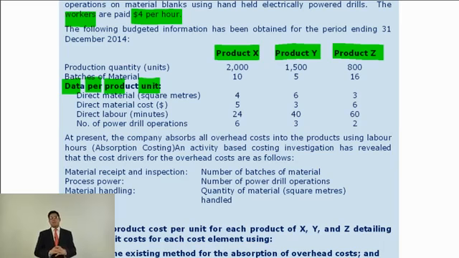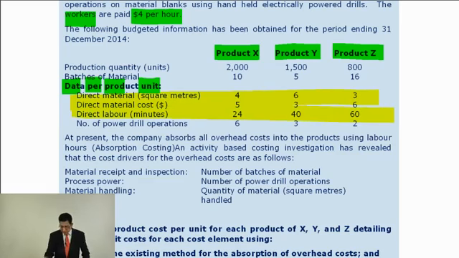At present, the company absorbs all overhead costs. By the way, before I move on, with the help of this information, I can easily calculate cost of direct materials and direct labor. Whether it's absorption or ABC, it will remain the same. Labor information is given, material information is given. As soon as I start calculating, you will see that I will use the same values for absorption and ABC when it comes to materials and labor cost.